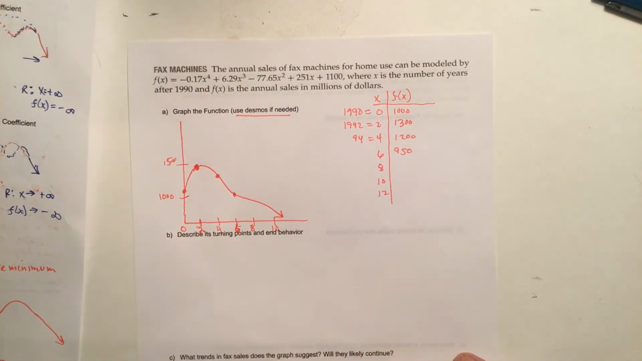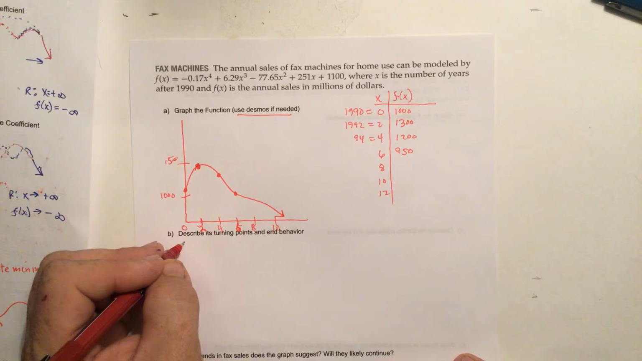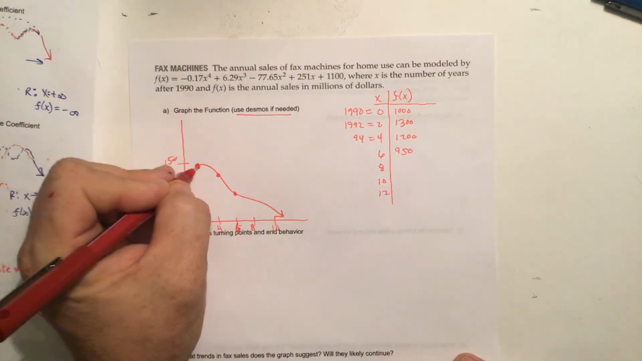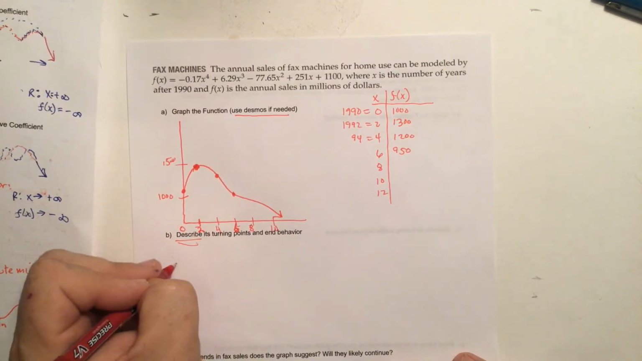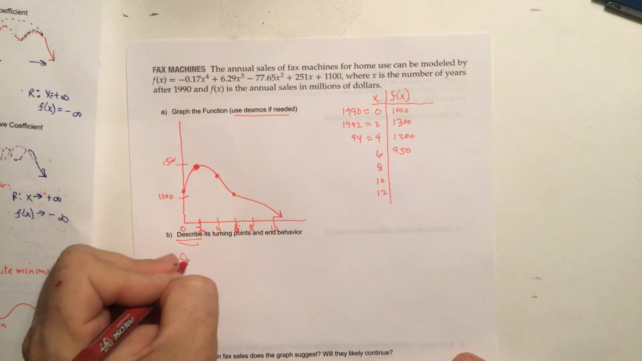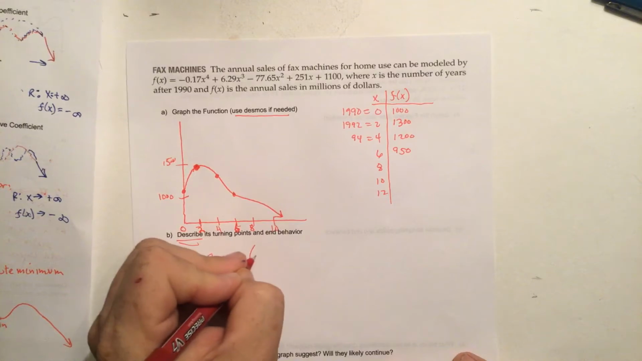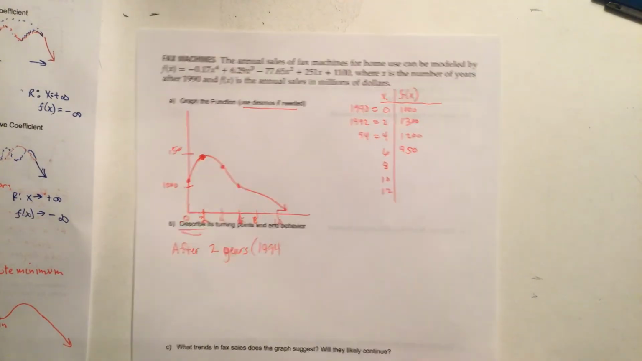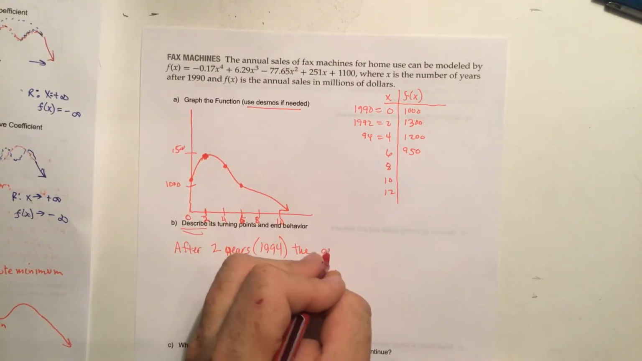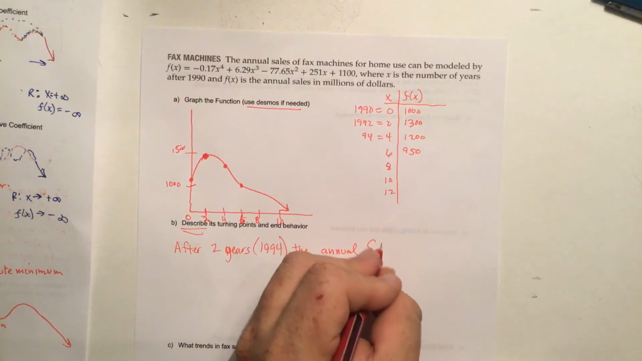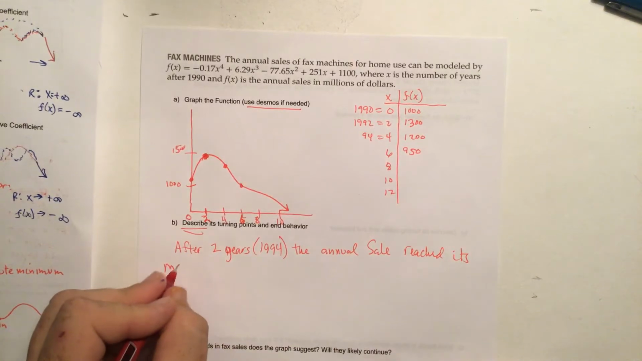So describe its turning points and end behavior. Well, your turning points look like this. So this point right here, describe. That means the turning point after 2 years, which is 1994, right? The annual sales reached its maximum.